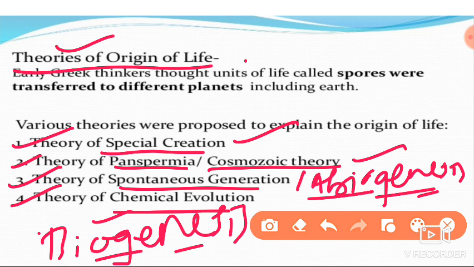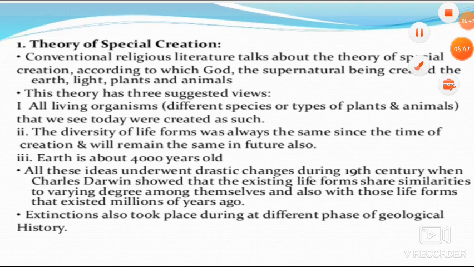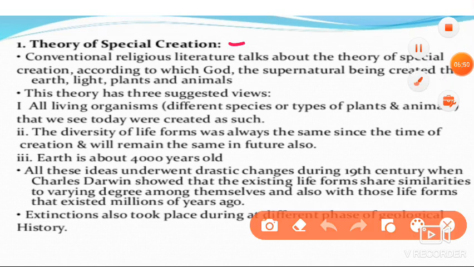Okay. And here the first theory is the theory of special creation. Just do one thing. You can ask your grandfather or grandmother how life originated on the earth. Usually they are going to say that God created all these things. God created man, God created plants, everything. That is common, what they are going to say. The same theory is going to be explained here.